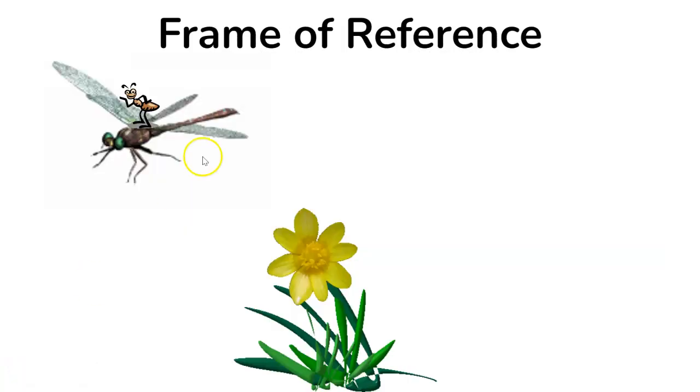So if we're looking at, for example, here we have a little dragonfly and it looks like his little ant friend is catching a ride. If we're looking at this dragonfly that's flying around, the frame of reference would be this stationary flower here, and we can tell that the dragonfly is in motion because compared to this flower, it has movement, right? It's moving around, it's flying around, it is in motion while the flower stays still.